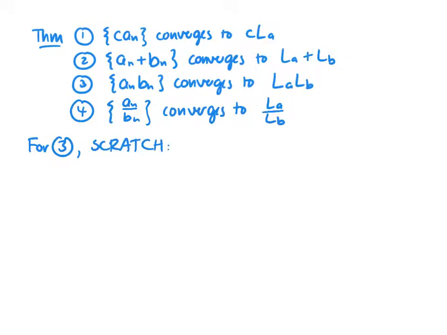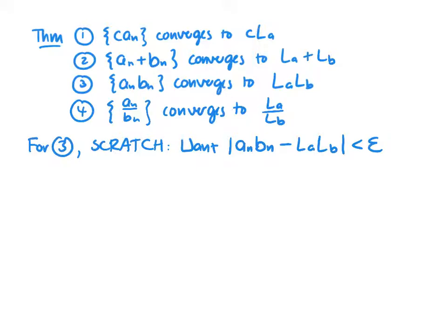Here's our scratch. What is it that we want? So things get a little complicated here because of the product, but it's not too bad, right? Let's just sort of talk it out and see where we get. So we want this at the very end. I want a_n b_n minus the proposed limit, L sub a L sub b, in absolute value, to be less than epsilon. Okay, great.